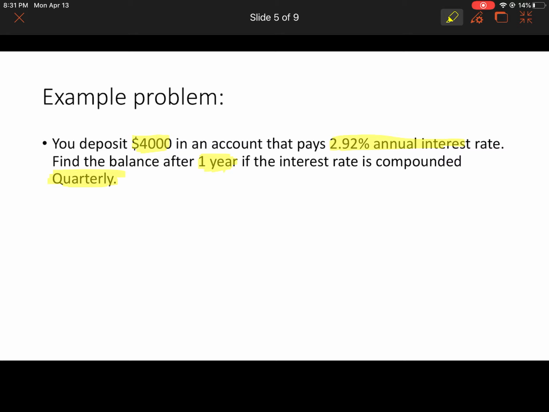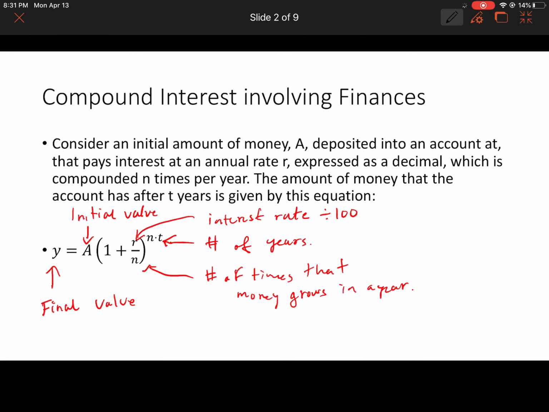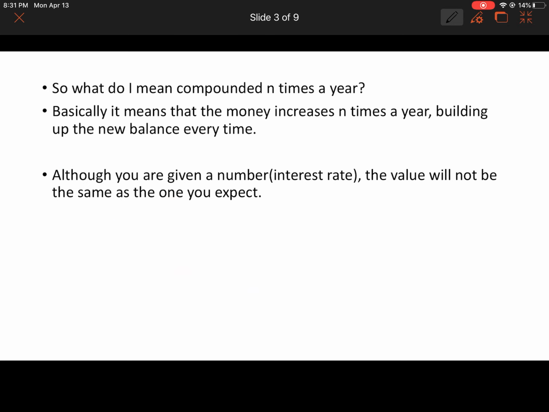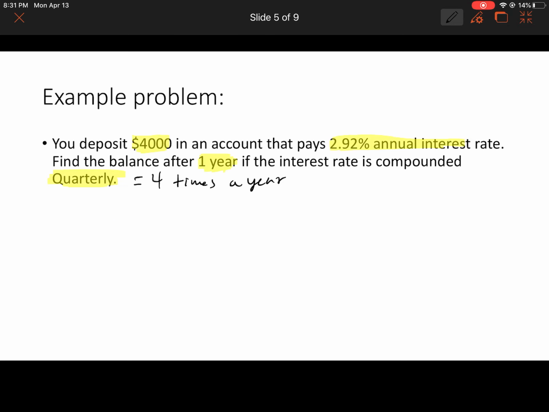Quarterly actually means, let me go ahead and write this down, 4 times a year. This means that your money is going to be growing 4 times a year. If you look back, that's what your n value is going to be, 4 in this case. So you deposit $4,000 into an account that pays 2.92% annual interest rate. Find the balance after 1 year if the interest rate is compounded quarterly. So it compounds 4 times a year.